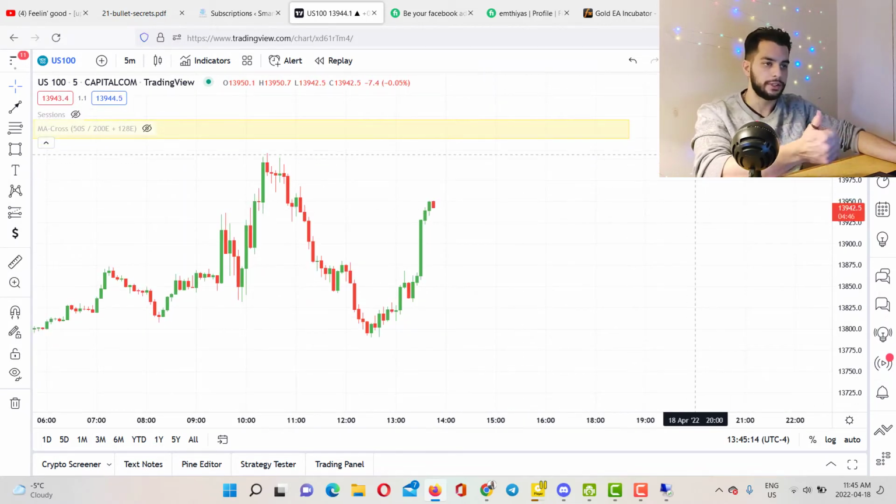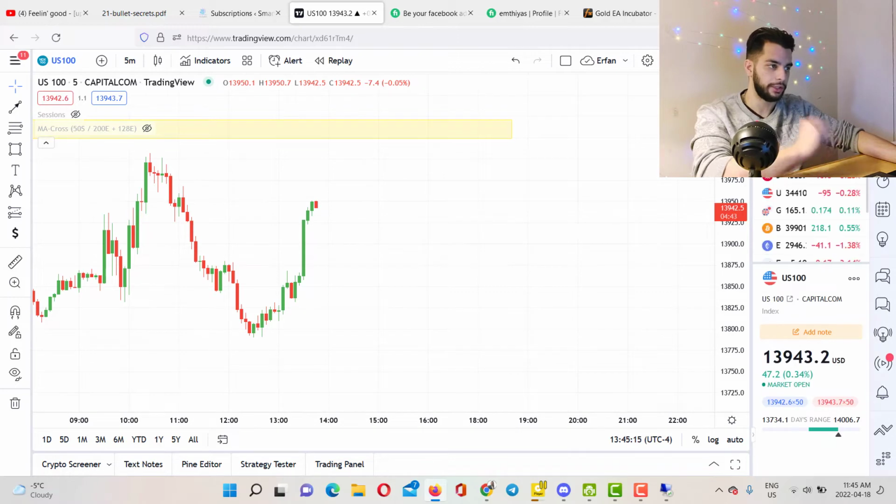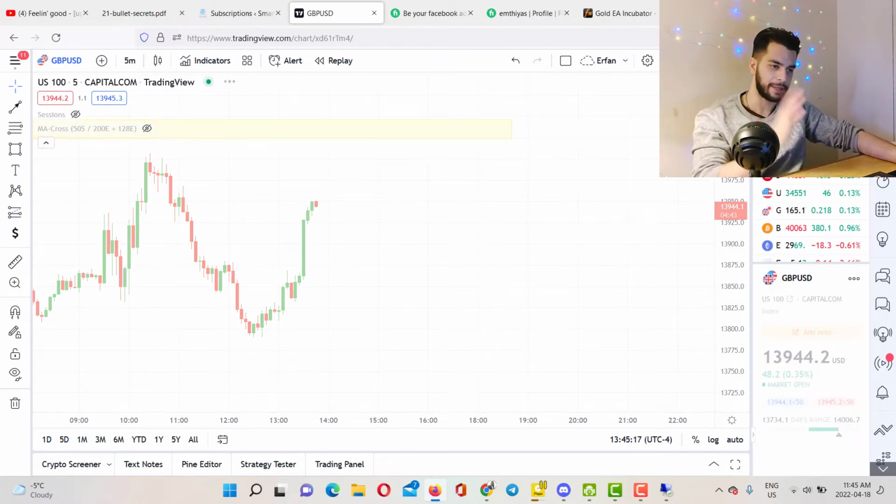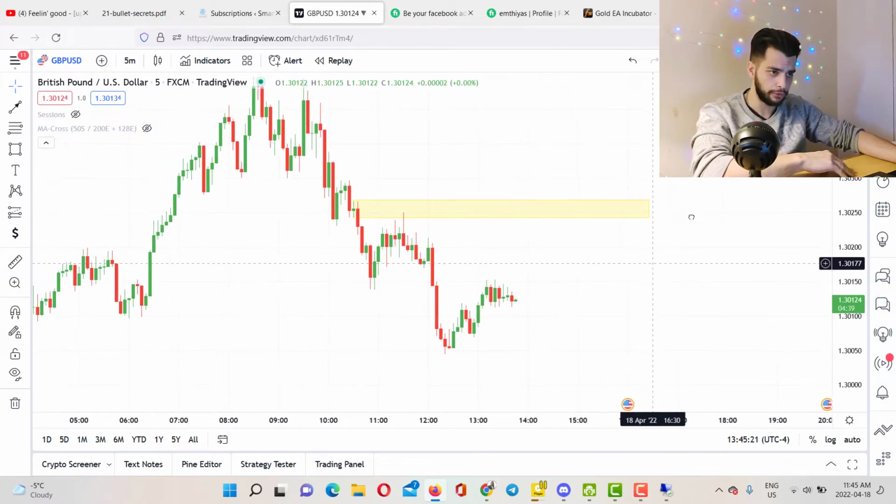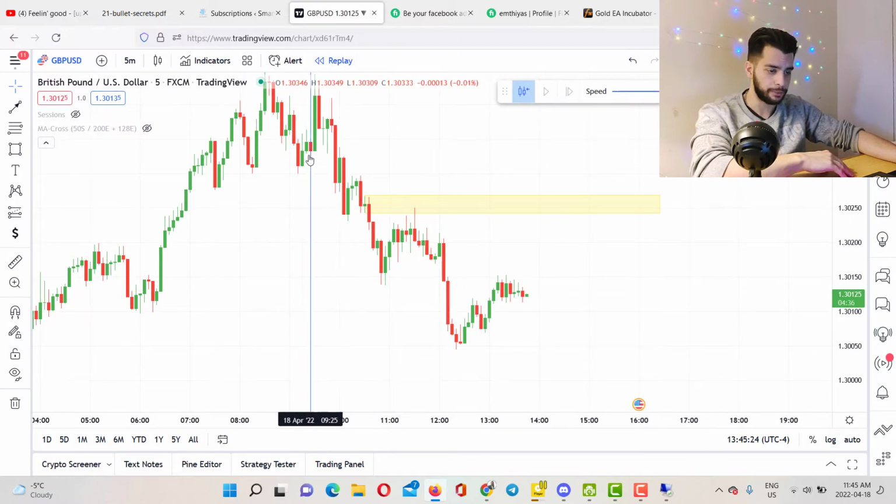So this is NAS100. Let's get into GBPUSD real quick and show you exactly what happened here. Super simple, the same concept, but I want to show you both of them, and I'm going to do a little bit of replay, exactly 8 in the morning.